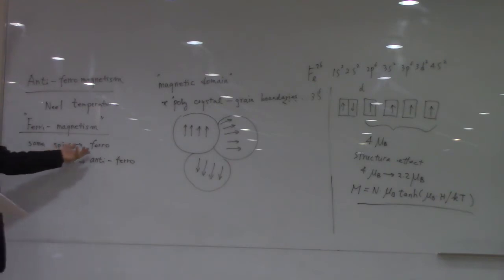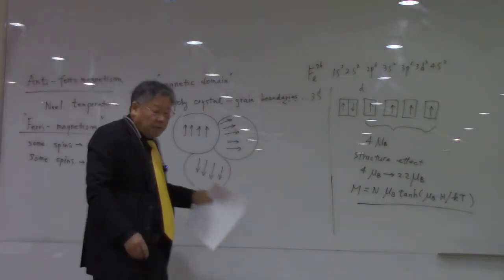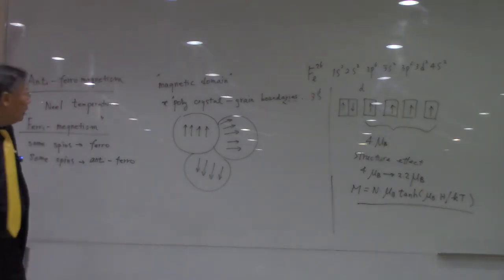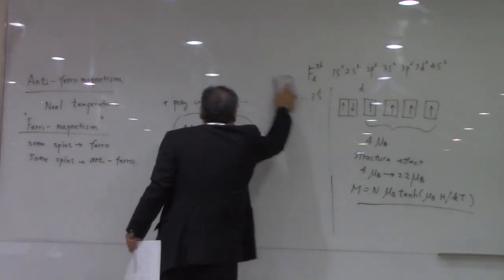electrons show the ferromagnetic nature, which means the exchange energy becomes low as their spin direction is parallel, and other spins in the same material, they show the antiferromagnetic nature. And this is very important in the real practice.